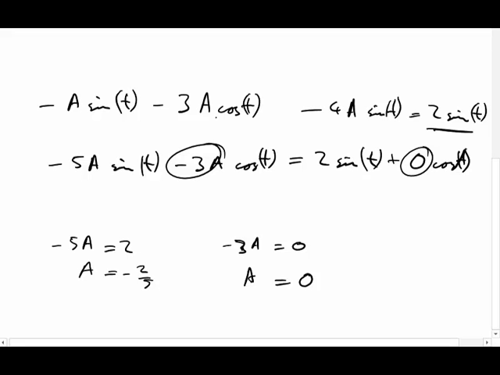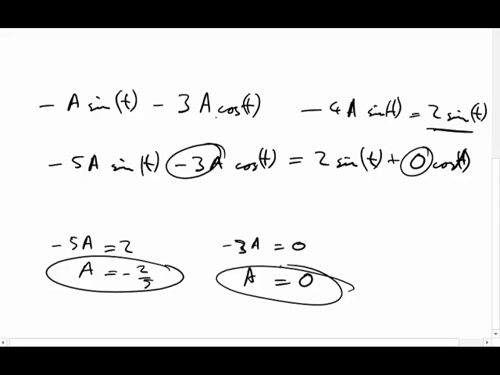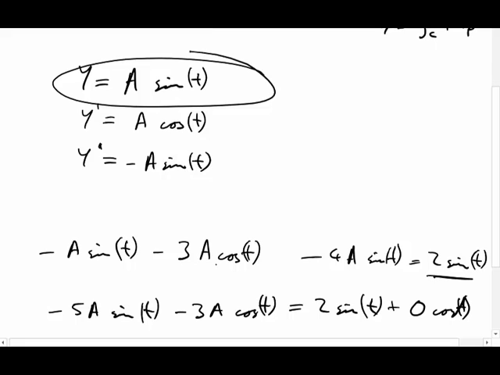Well, hang on a minute. I've just said that a equals minus 2/5 and a equals 0. So that's impossible. I've come up with two answers for a. And there's no other way I could have got that except for the fact that my original guess must have been wrong. In other words, that is not a solution to my original equation. So we need to improve our guess.